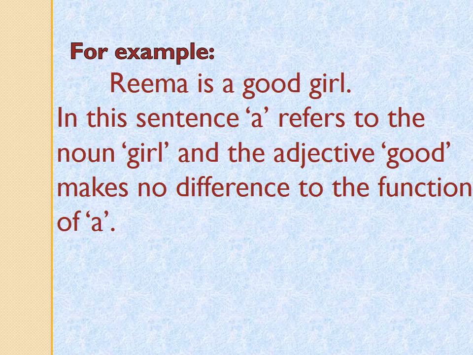Okay students, let me clear this thing with an example. Here is an example for you students. You can see a sentence is written on your screen, and that is, Rima is a good girl. In this sentence, a refers to the noun girl, and the adjective good makes no difference to the function of a.